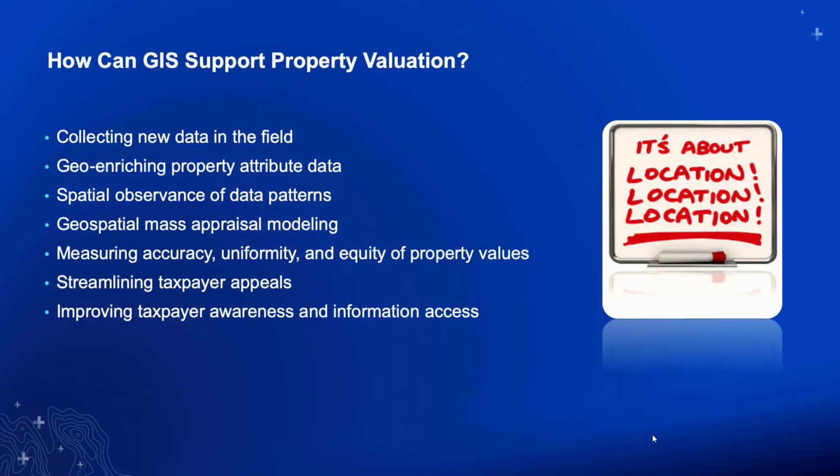Most of the people in this room are probably familiar with the golden rule in real estate, which is location, location, location, and the importance it has on influencing either the increase or decrease in property values. But given the importance of location, it's only natural that GIS be leveraged within the property evaluation process. And there are a variety of ways it can be. Some of those that you see here include collecting or updating data in the field, to geo-enrichment of property attributes using distance to certain features, or perhaps taking data from the Living Atlas, to identifying trends and patterns within your data, to spatial modeling for mass valuation.